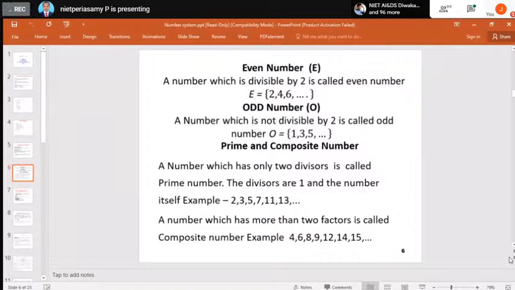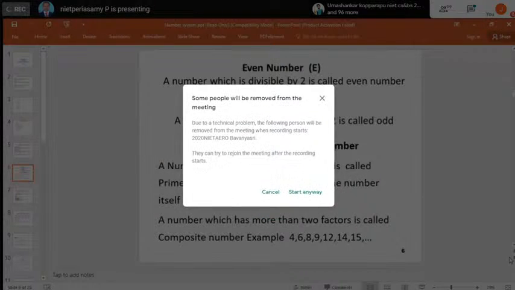Now what are the divisors of 7? Divisors means when you divide the number 7 by that number, you will get remainder 0. So that is the meaning of exactly divisible. What are the divisors of 7? 1 and 7. So the divisors of 7 are 1 and 7. So 7 is a prime number.